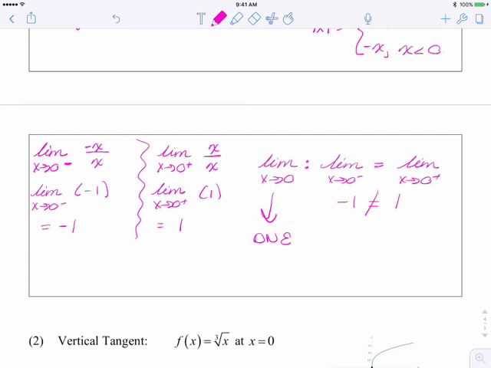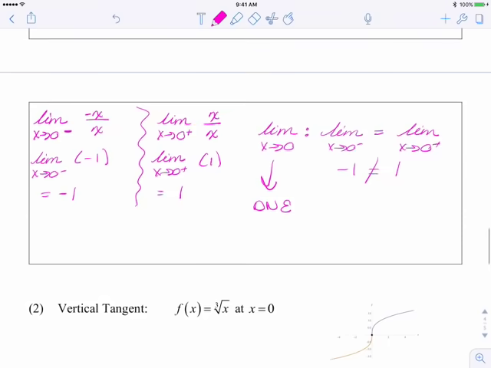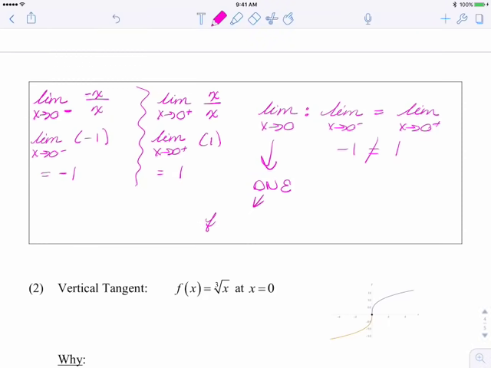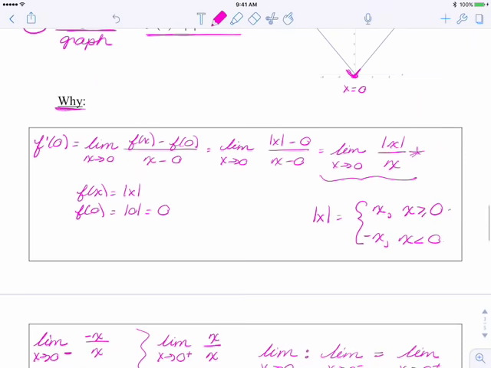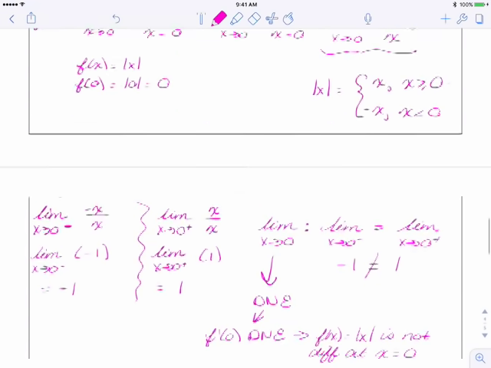So the two-sided limit does not exist because the limit from the left does not equal the limit from the right. Since the two-sided limit, which is what we were evaluating here, does not exist, and that limit represents f prime of 0, that means f prime of 0 does not exist, which means f of x equals the absolute value of x is not differentiable at x equals 0. Continuous? Yes. Differentiable? No.